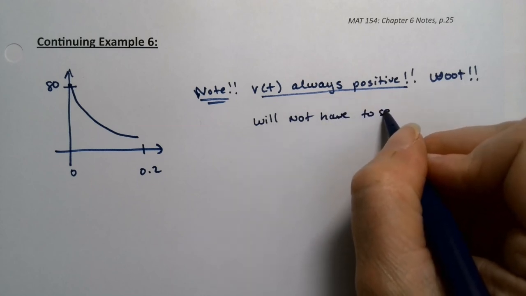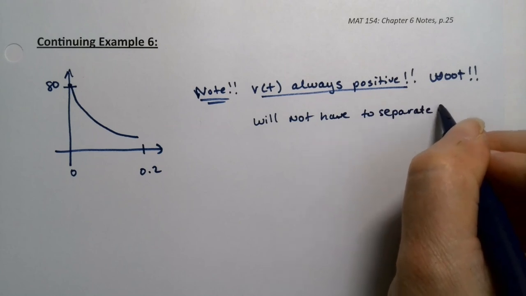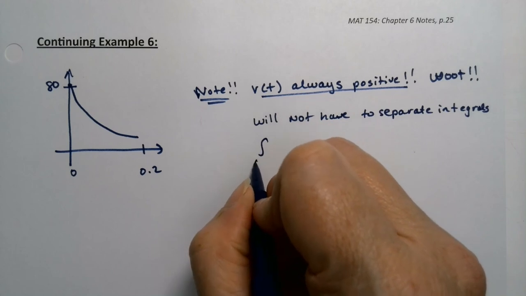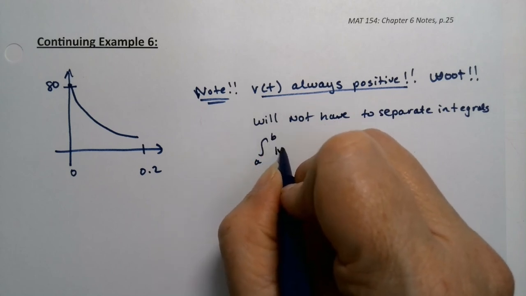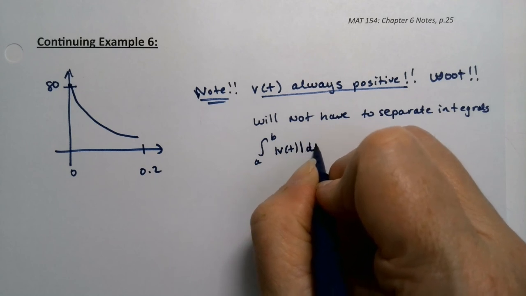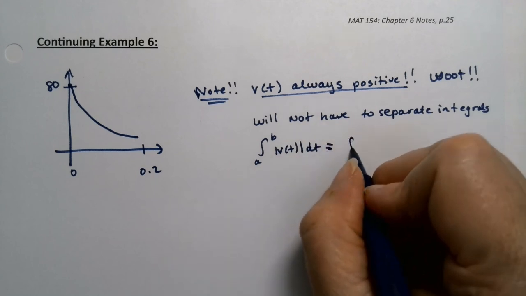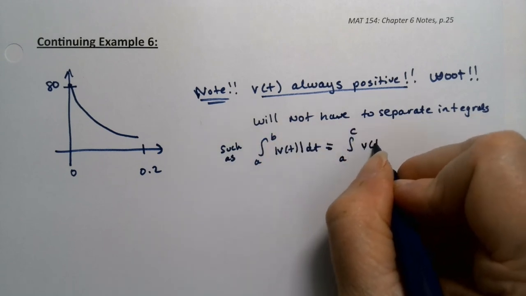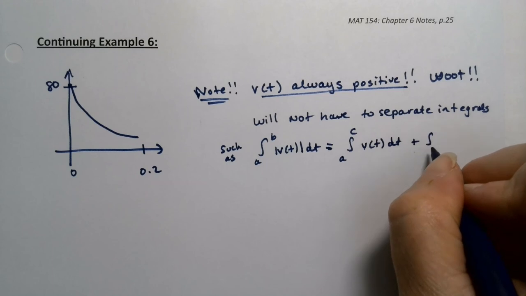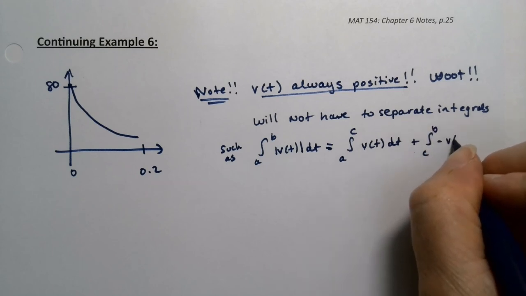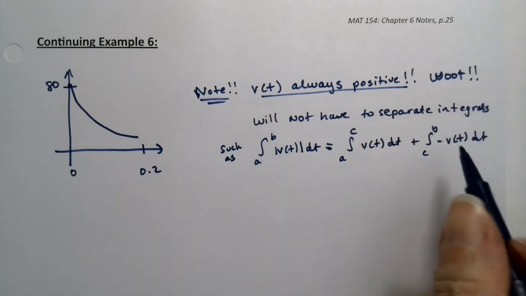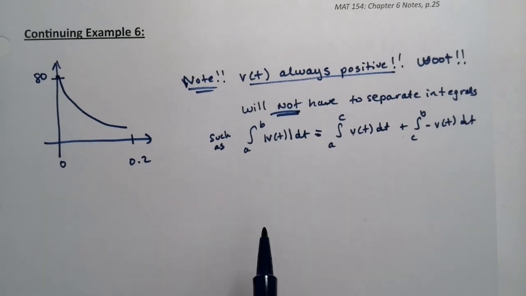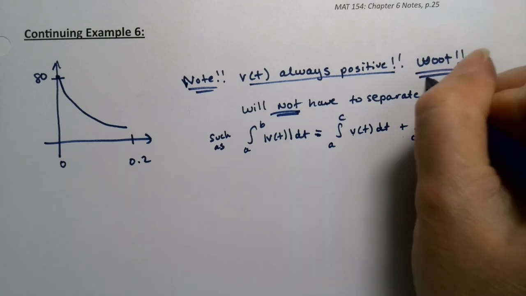The integrals, right? Remember how when you take the integral from a to b of the absolute value of v of t dt, that could mean the integral from a to c of v of t dt plus the integral from c to b of negative v of t dt. Like, I won't have to do any of this. I will not have to do it because it's always positive, so I won't have to bother with all that garbage. And that's why I said, woot, smiley face, not having to do it.